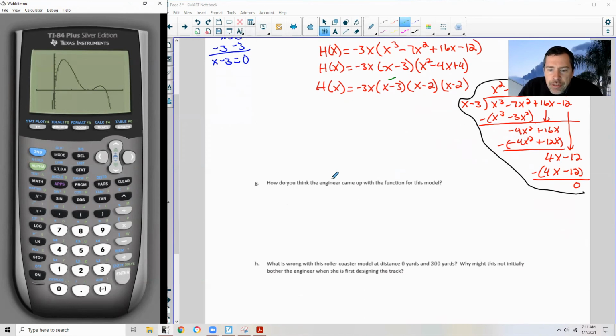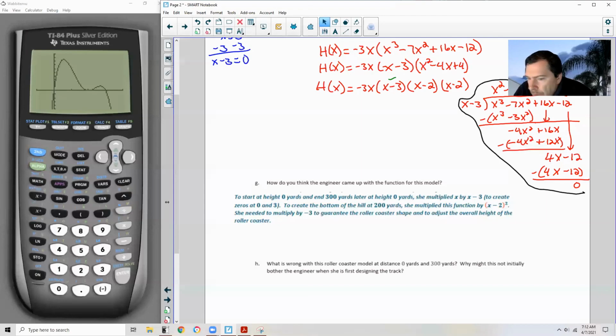Now G says, how do you think the engineer came up with the function for this model? Okay, so here's what you would say. To start at a height of 0 yards and end 300 yards later at a height of 0 yards, she multiplied x by x minus 3 to create zeros at 0 and 3. To create the bottom of the hill at 200 yards, she multiplied this function by x minus 2 squared. She needs to multiply by negative 3 to guarantee the roller coaster's shape and to adjust the overall height of the roller coaster. Okay, hopefully that makes sense to you.